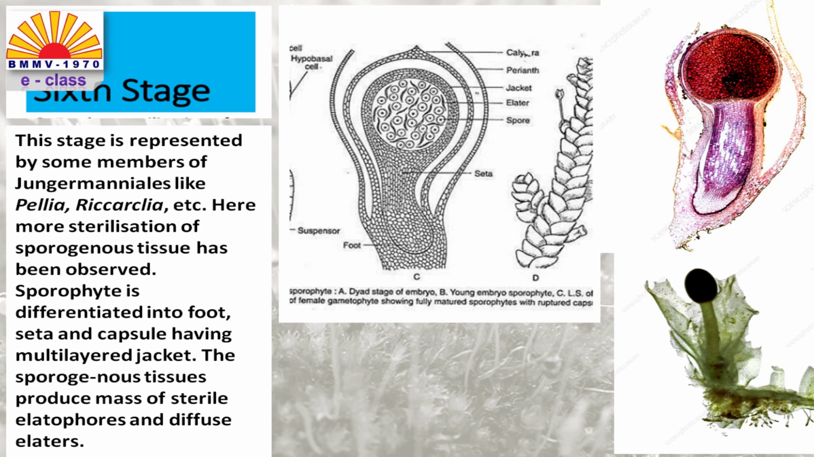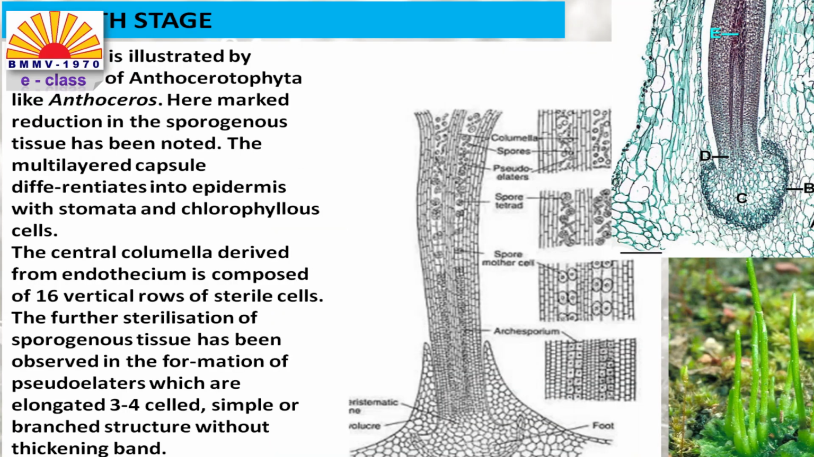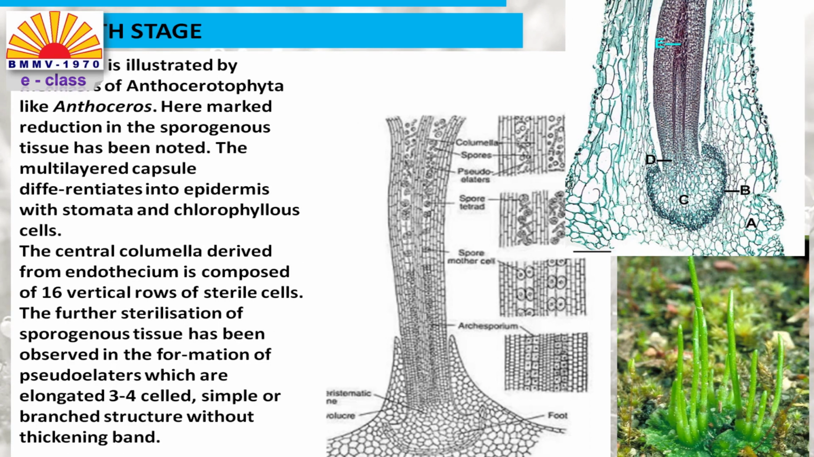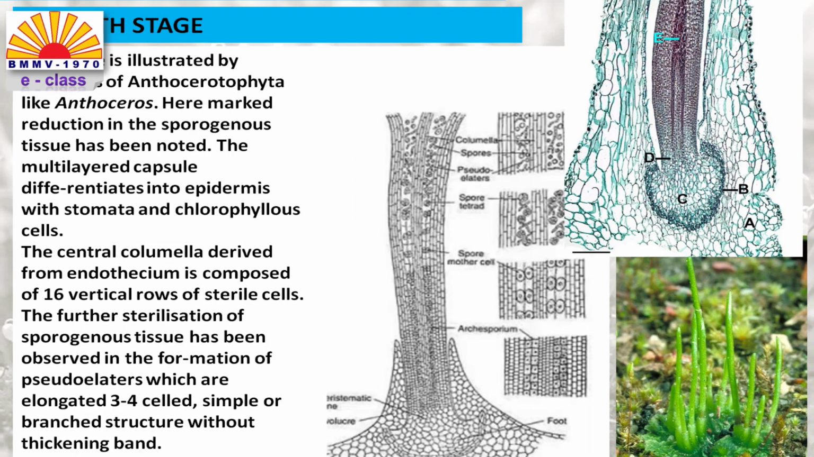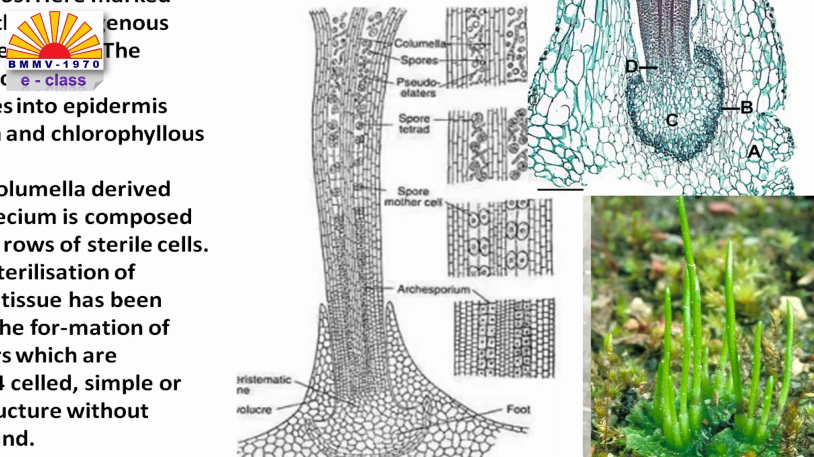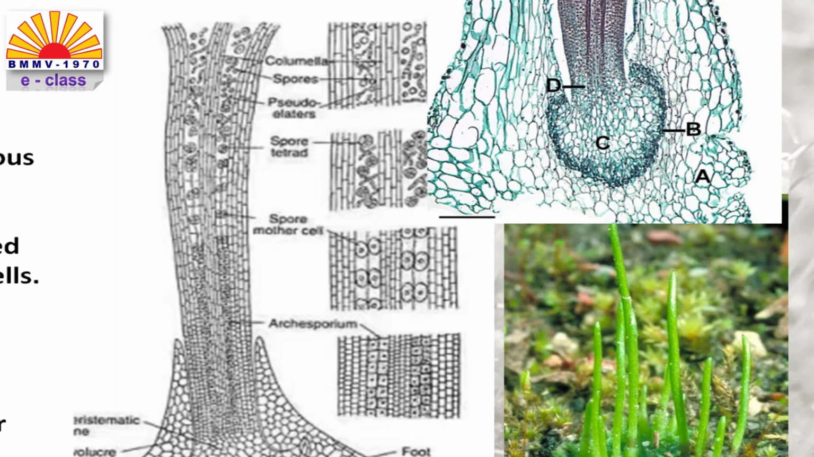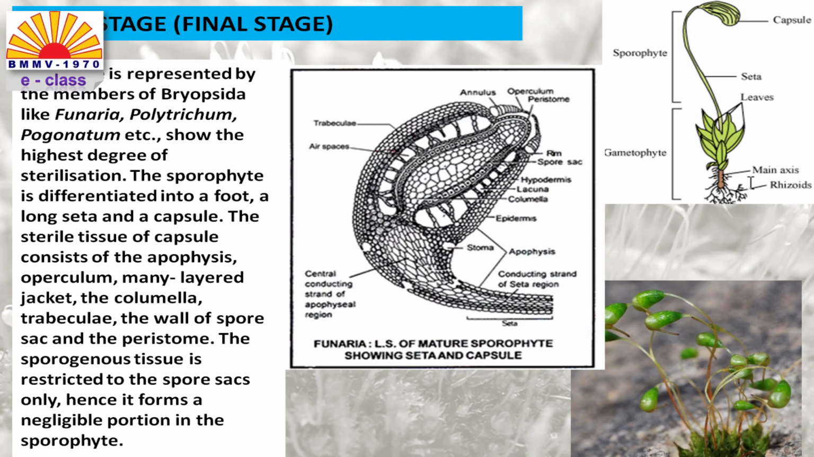The seventh stage is represented by a very well-known genus called Anthoceros. Anthoceros is the genus where you can see the meristematic tissues in the central region. The foot and then the meristematic tissue. The meristematic tissue will help the Anthoceros sporophyte to grow continuously. In this sporophyte you can see columella, you can see pseudoelaters, and you can also see a very well developed sporophyte. Now the eighth and the final stage.